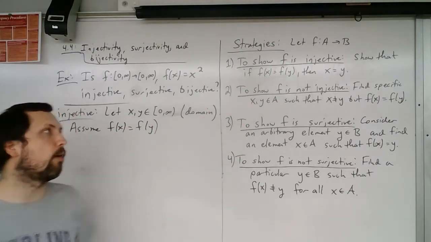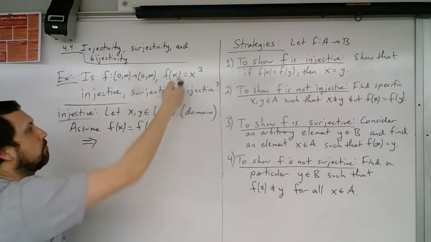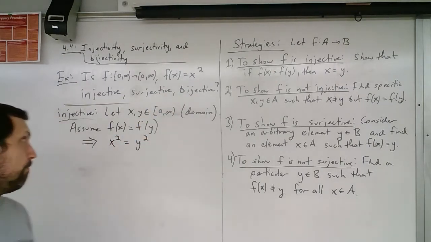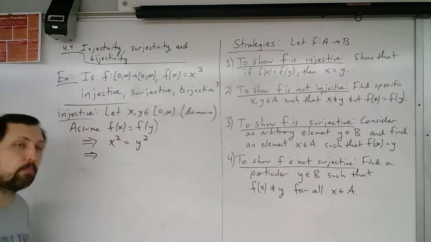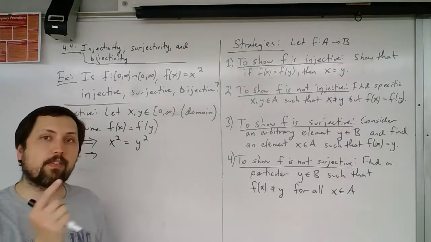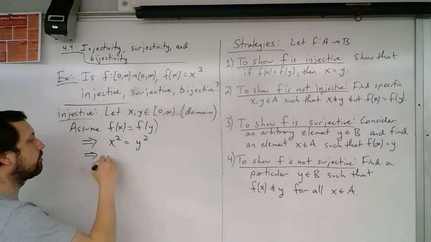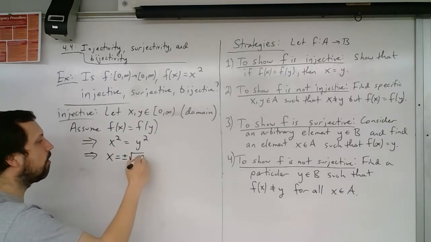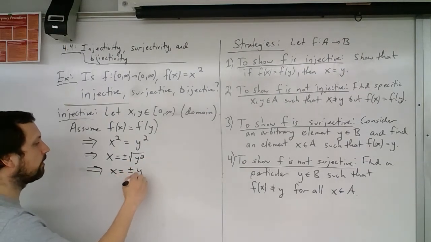We start with that first part. What f of x is, that's simply x squared, and what f of y is, that's simply y squared. So this assumption implies this, and we have to be careful, because when we take square roots, if you forget about the positive and negative, then you would not have had a counterexample in the previous example. So we take the square root, and this implies that x is equal to plus or minus the square root of y squared. So x is equal to plus or minus y.